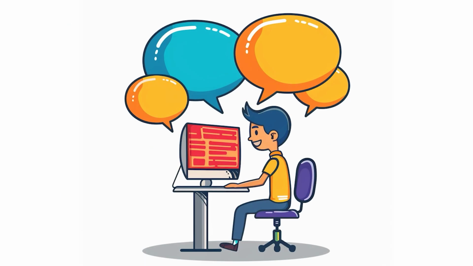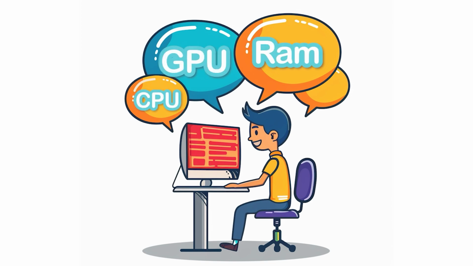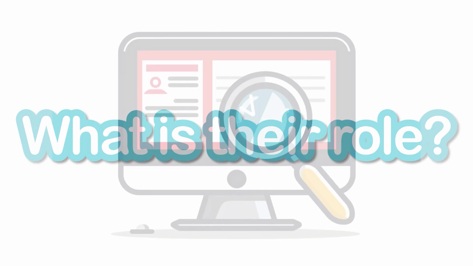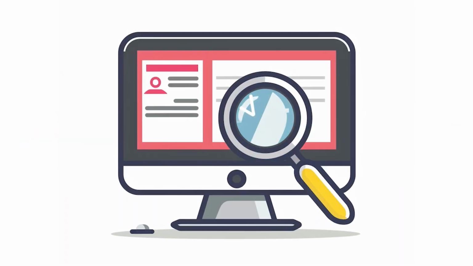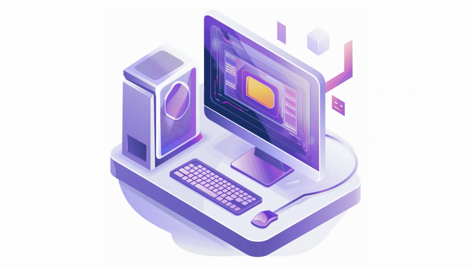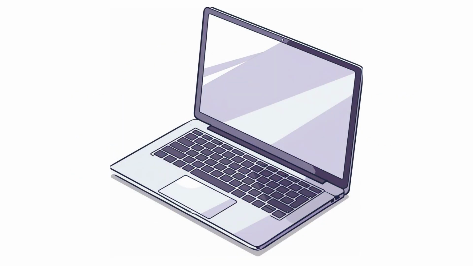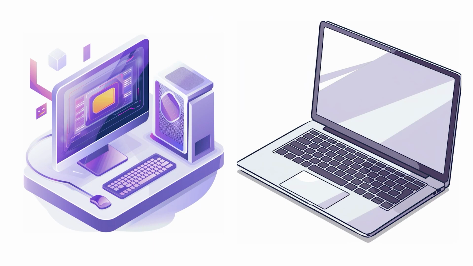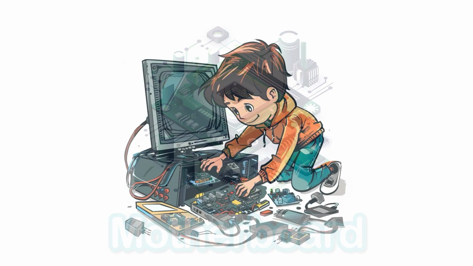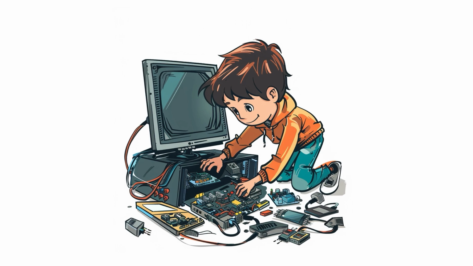I already told you that there are many important parts inside a computer. But what exactly is their role? Let's take a look inside and learn about various components that make a computer work. Inside a computer, key components. Whether it's a desktop computer or a laptop, every computer has a large circuit board called the motherboard. This contains some of the most important parts of the computer. Let's explore these components and other important components too.